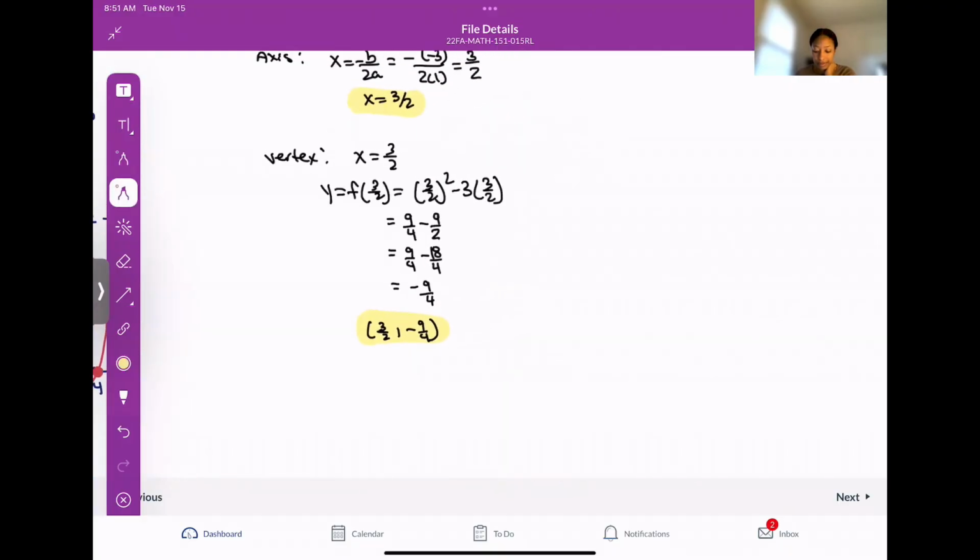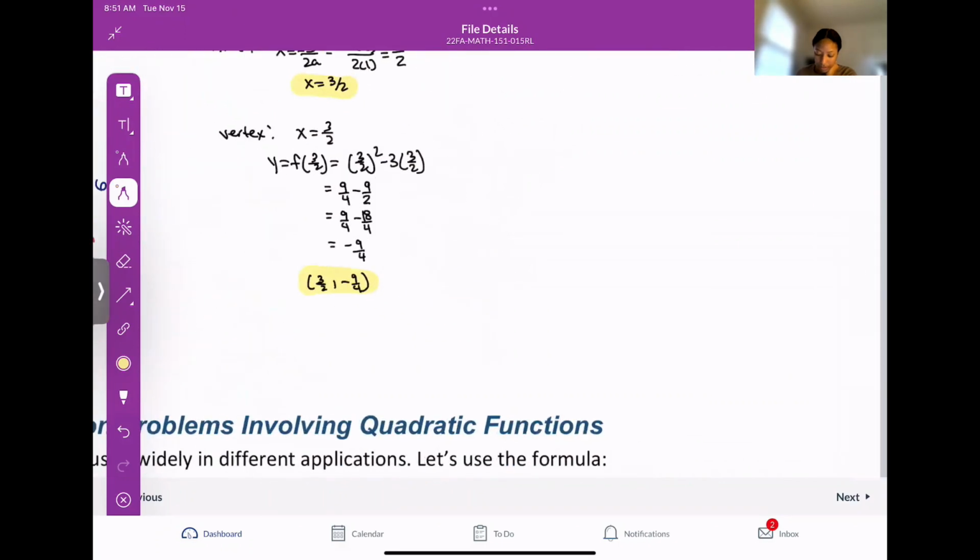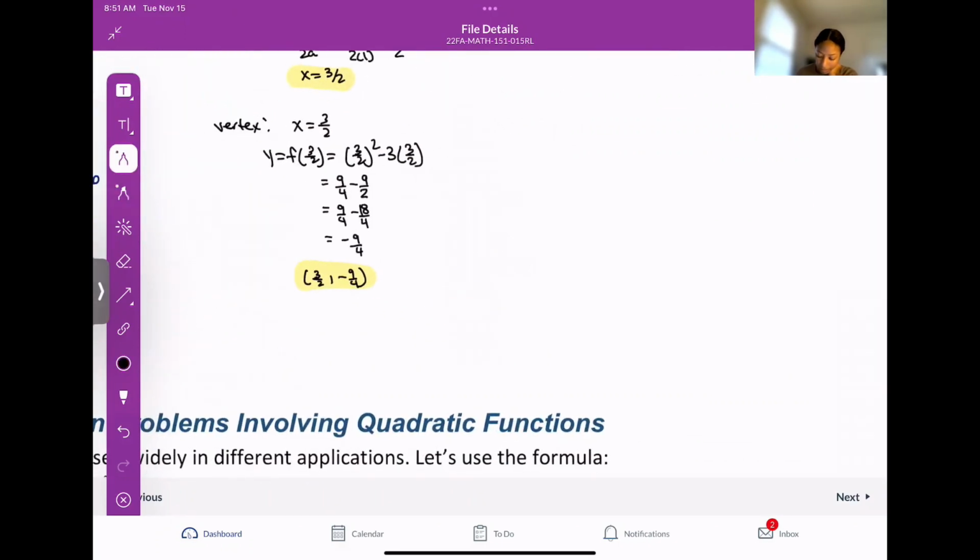Now let's put all of this stuff together. Don't have much room to sketch. I'm going to have to just come over to the side a little bit. We want to draw our axes. Be very neat. I didn't label my axes last time, which is very bad. You should label your x and y axis and draw your scale.